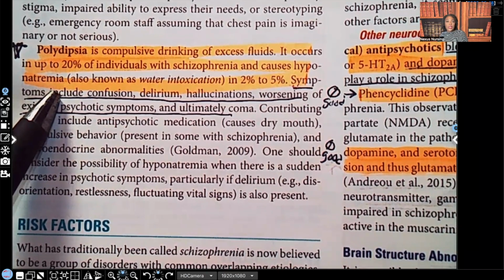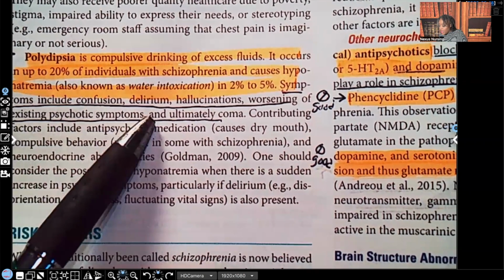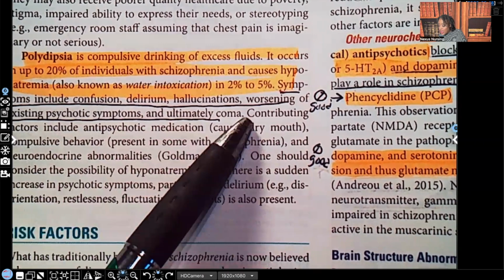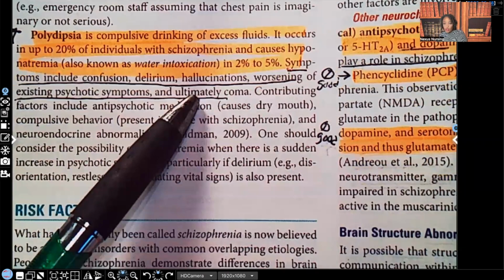But with the patient with schizophrenia that's drinking all of this fluid, what happens? They dilute the sodium that they have, and they cause themselves to have fluid excess, fluid overload. Symptoms include confusion, delirium, hallucination, worsening of existing psychotic symptoms, and ultimately they can go into a coma.